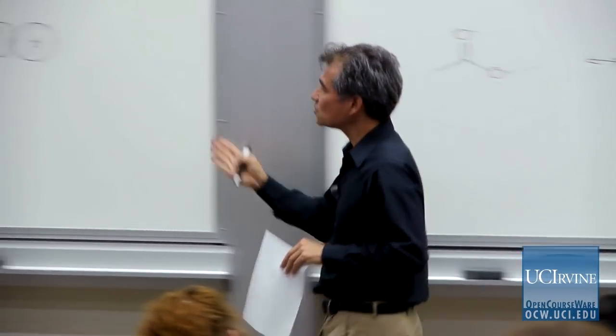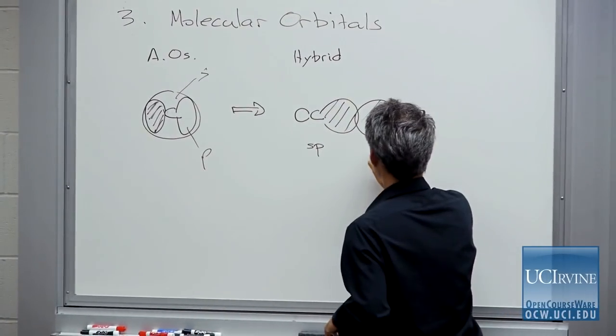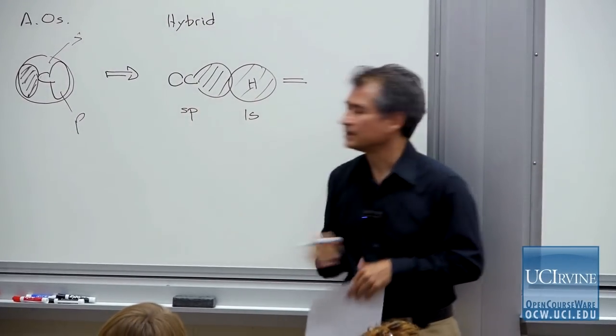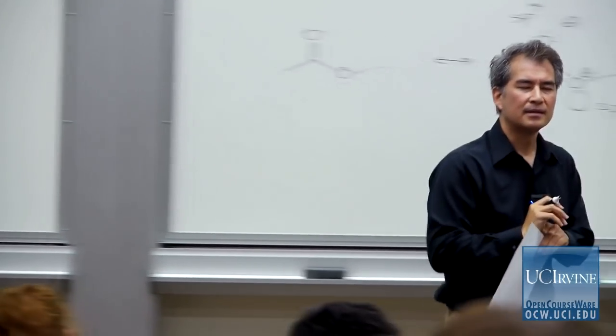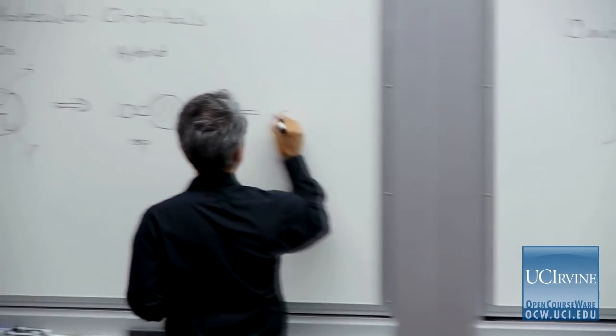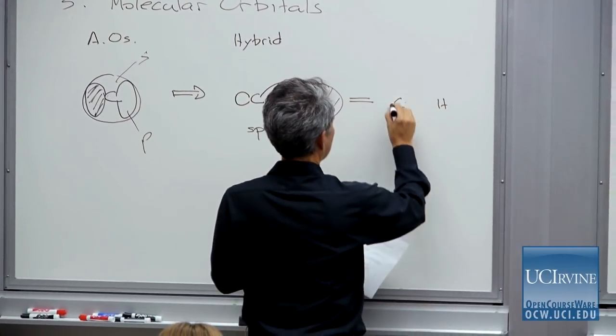And when I mix this 1s orbital on hydrogen with this hybridized sp orbital on carbon, I get a new bond. And that's a sigma bond. It has a shape that looks something like this. Let me try to get this right.